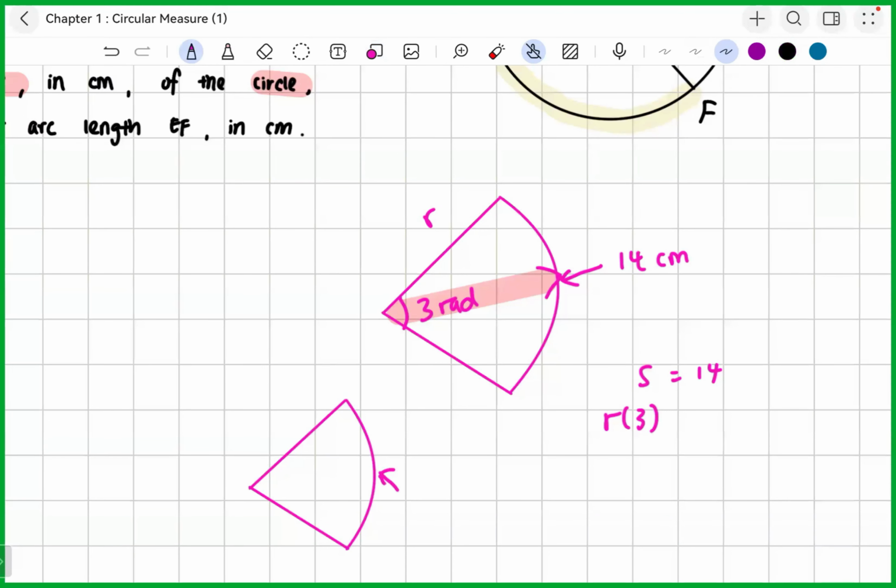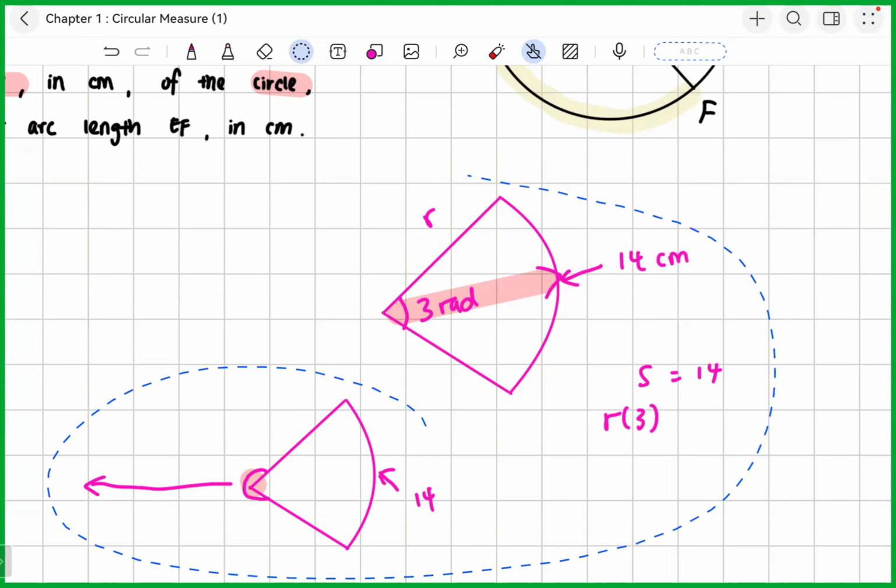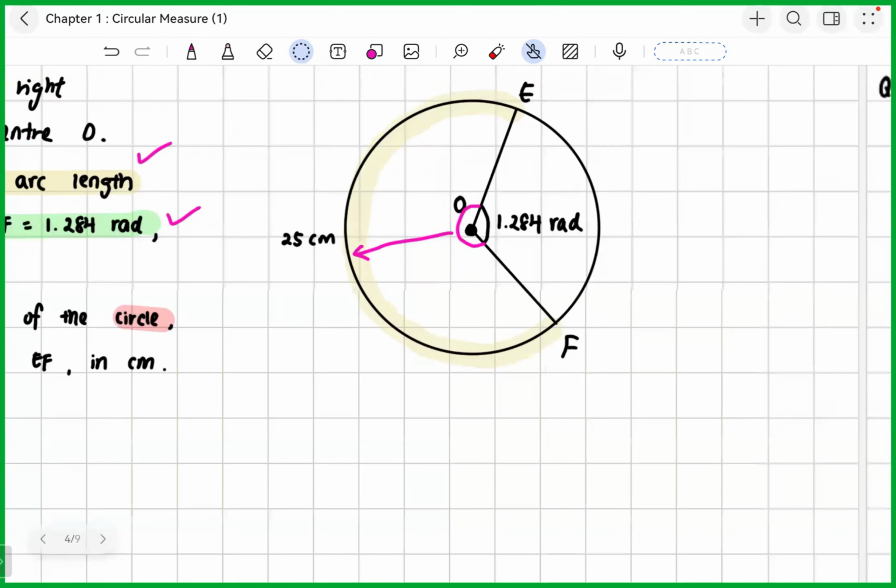The length provided is 14 cm, but the angle is over here. Okay, does this angle face towards the arc length? No, right? Instead, the angle faces towards another side. So you cannot use this angle as the angle in the formula. So how do we need to find the angle for these questions?